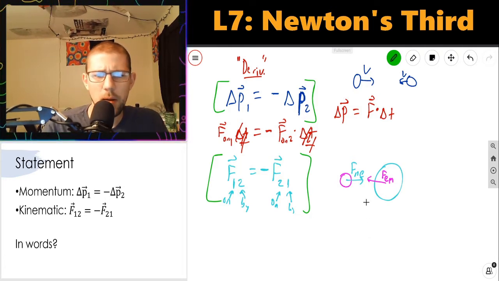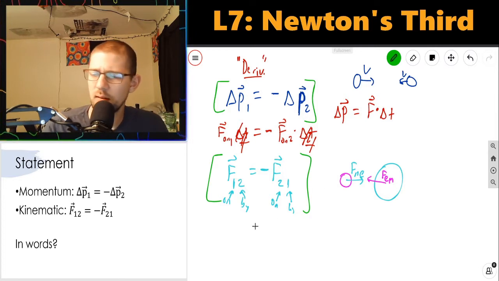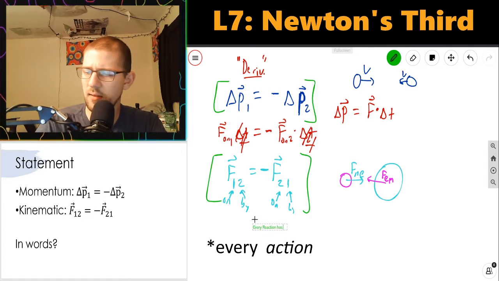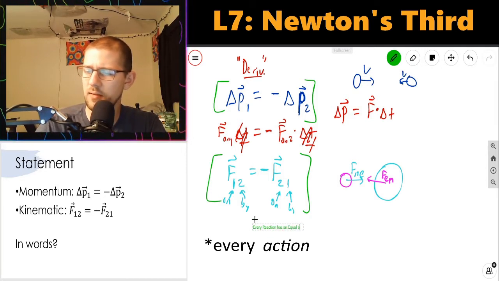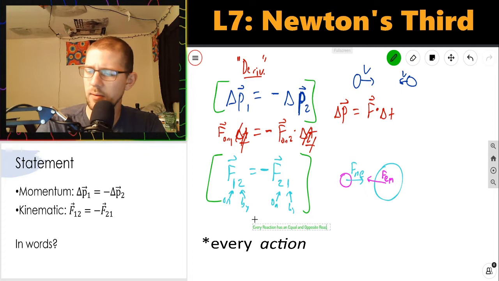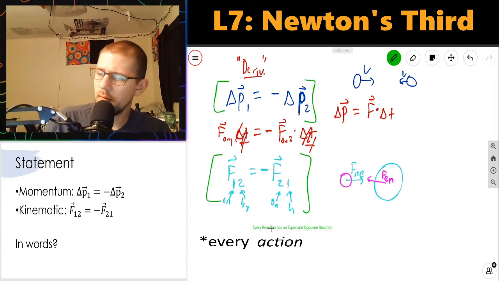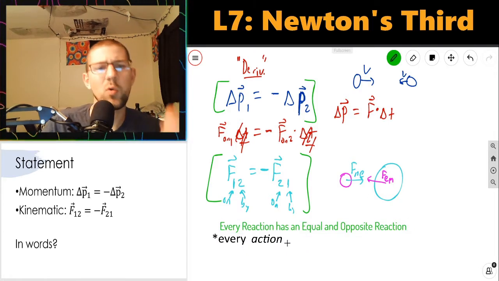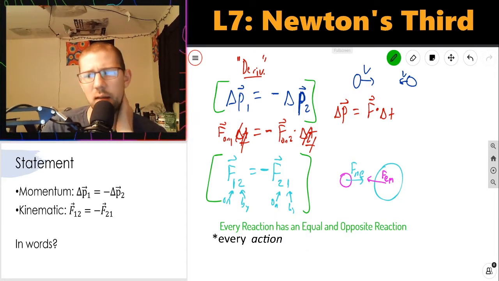Cool. In words, okay, so in words, what does this say? It says that every reaction has an equal and opposite reaction. Or for every force, there is a twin force acting on the source of that force.